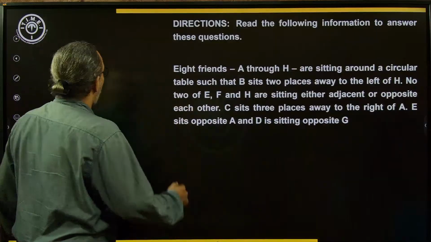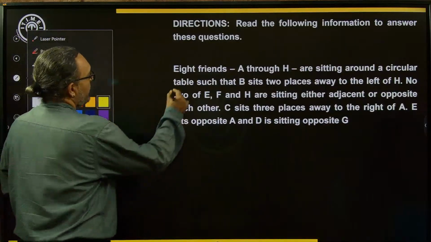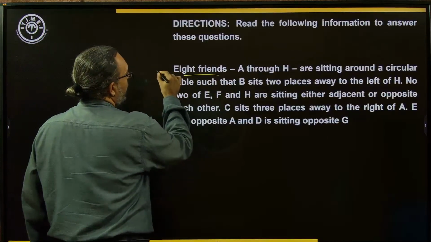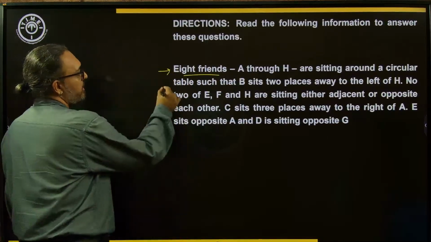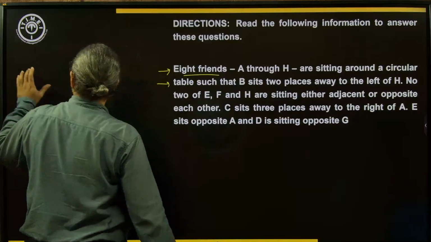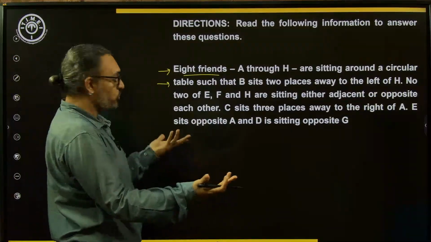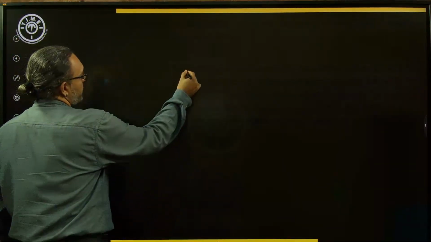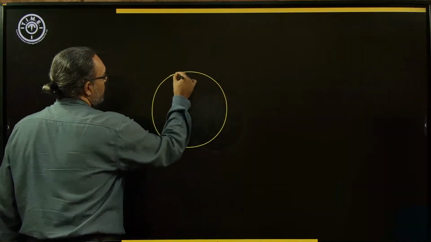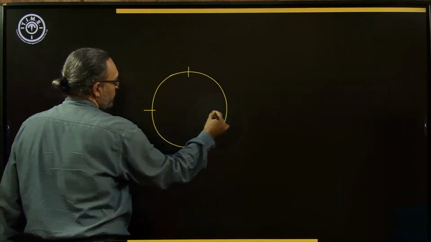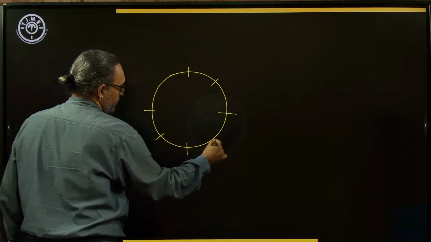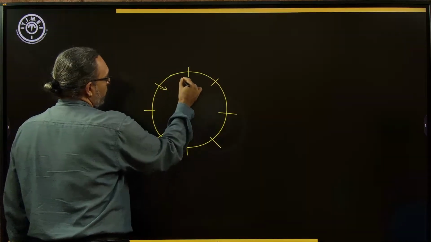Okay, then next we have 8 friends. So 8 friends sit around a circular table such that, okay. So he has not given any direction also. So we will consider facing the center. So we have a circle. So we have 8 people, and all are facing the center.